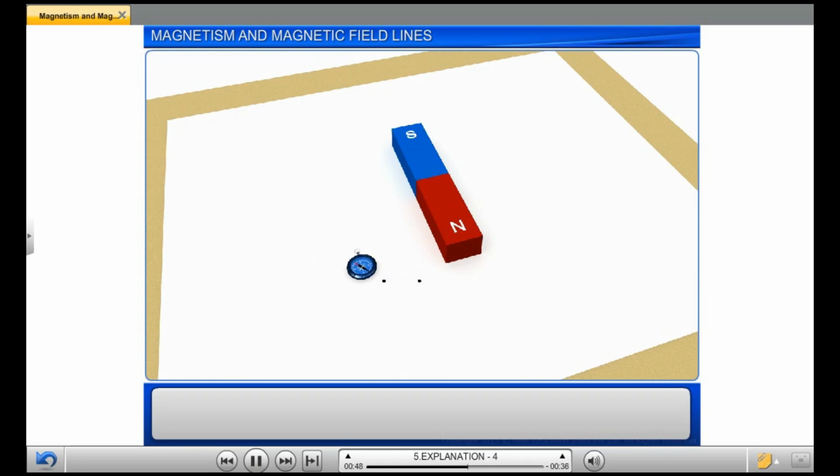Repeat the process to plot different points on the sheet around the magnet and note down the orientation of the compass at each position. We observe that the series of points plotted on the sheet are directed from the north pole of the magnet to its south pole. By connecting all the points, we get the magnetic field lines due to the magnetic dipole. The direction of the compass at different points on the field lines gives the direction of magnetic field at that point.